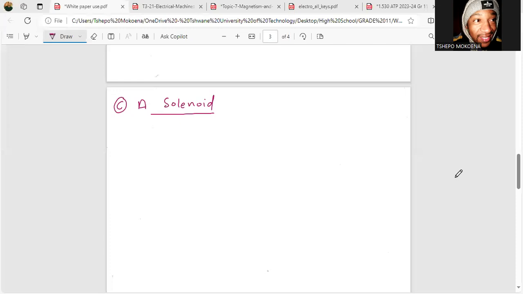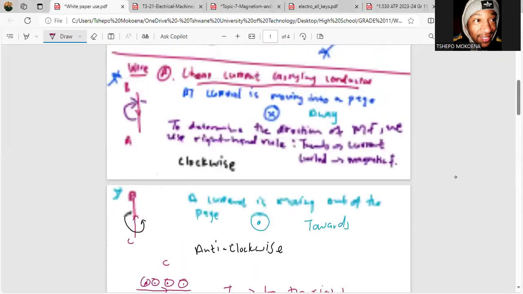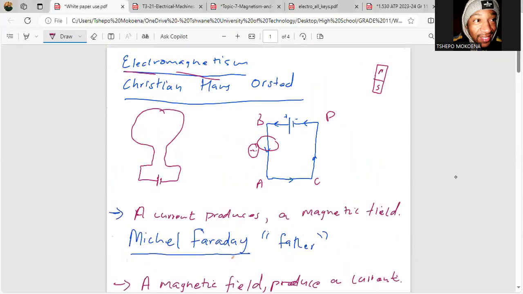So now we're going to learn a solenoid. We're still going to talk about the direction of the current, and the direction of the magnetic field in a solenoid, while we are applying this guy's basics, Christian Hans Ørsted. But now we have a solenoid. We don't have a straight line, we don't have a loop, we have a solenoid.